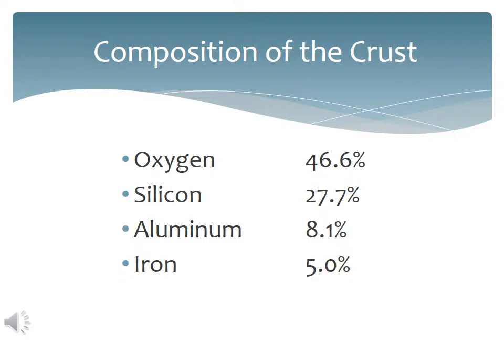When we look at the chemical composition of the crust, we discover that oxygen's number one. It really shouldn't be too big a surprise because oxygen's a very chemically reactive substance and it reacts with other things such as silicon, aluminum, and iron.